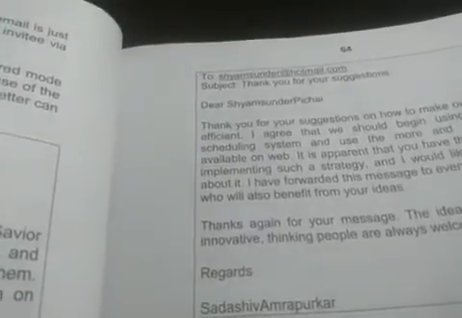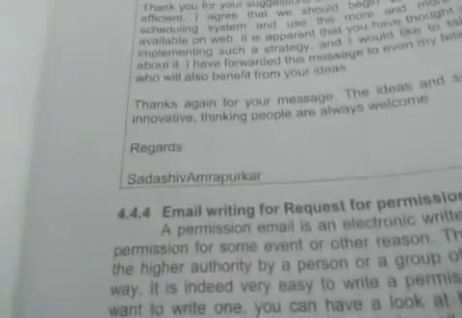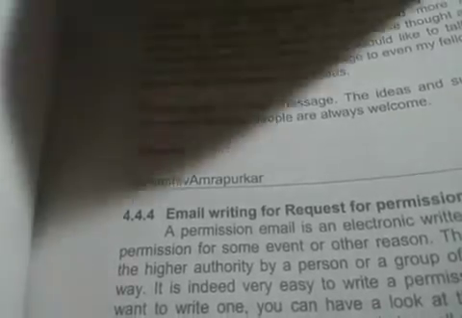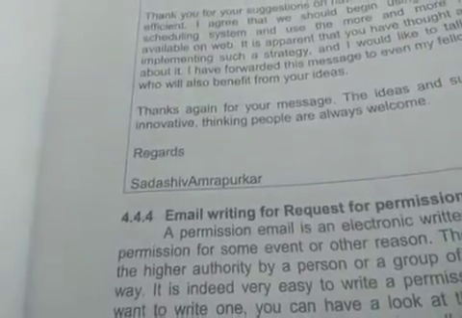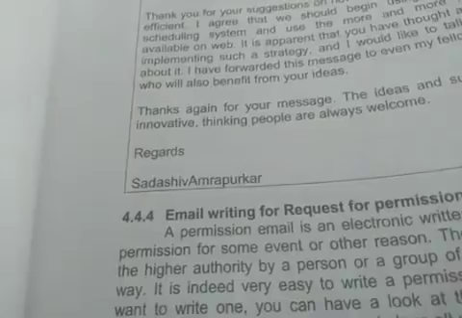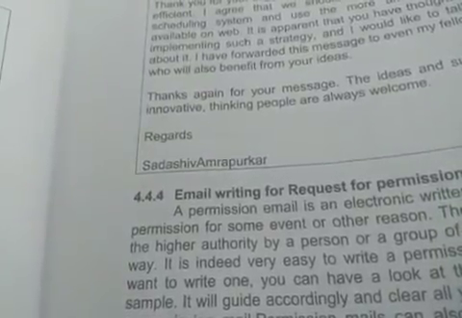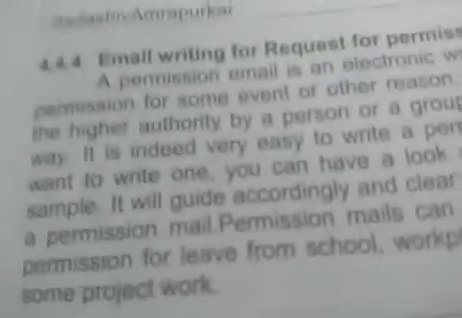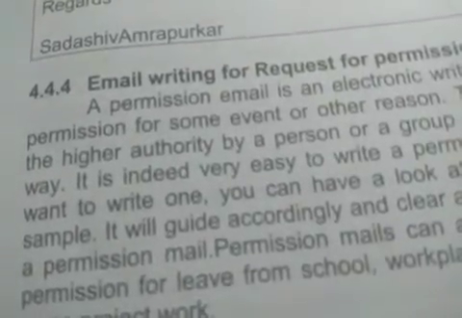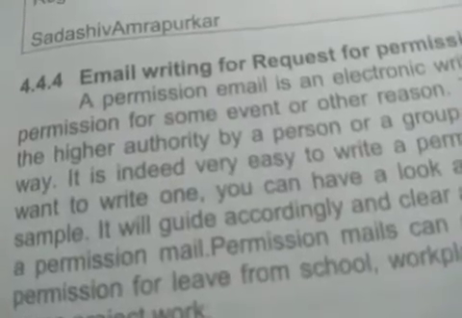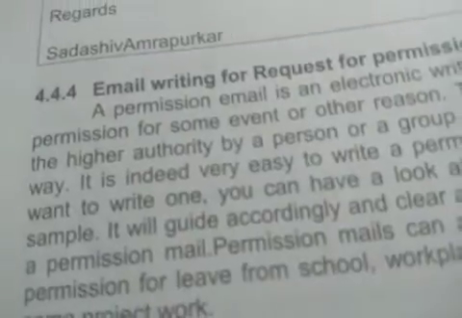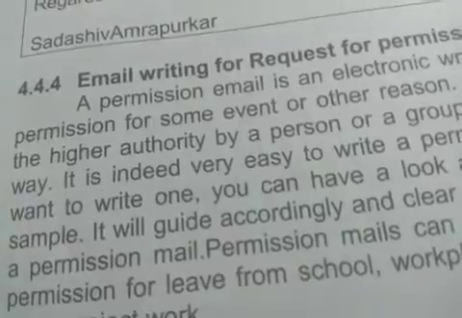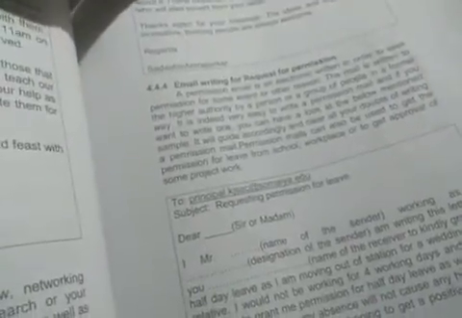To shamsundar@hotmail.com. Subject: thank you for your suggestions. Dear Shamsundar Pichai, thank you for your suggestion on how to make our studies more efficient. I agree that we should begin using an electronic scheduling system and use more and more of the resources available on the web. It is apparent that you have thought a lot about implementing such a strategy, and I would like to talk with you about it. I have forwarded this message to my fellow students who will also benefit from your ideas. Thanks again for your message. Ideas and suggestions from innovative thinking people are always welcome. Regards, Sadashiv Amma Porkar.